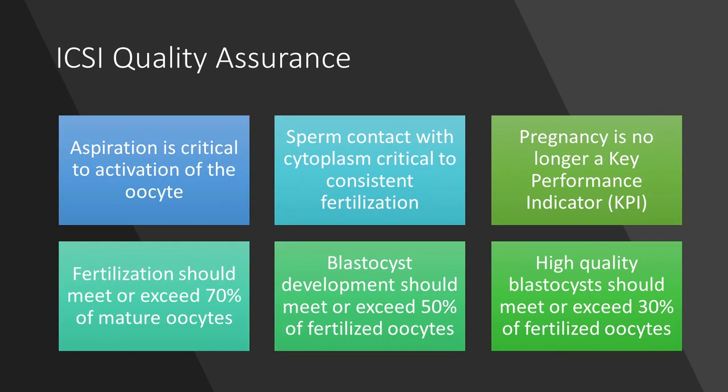So a good ICSI should yield approximately 70% fertilization, 50% blastocyst, and 30% good quality blast with freezable oocytes. I no longer use pregnancy as a key performance indicator because most of our cases today are either freeze-alls or PGT, and we do very few fresh transfers. So really, to do the quality management or quality assurance in the laboratory of the embryologist, you should really be looking at fertilization rates and embryo development rates.